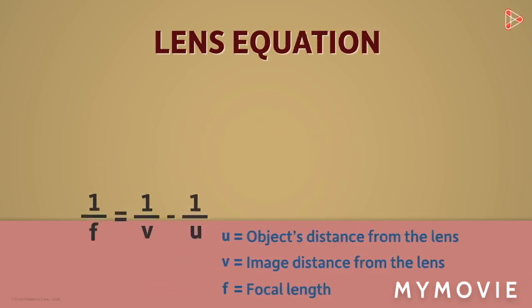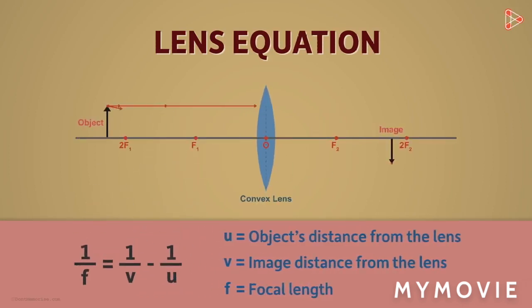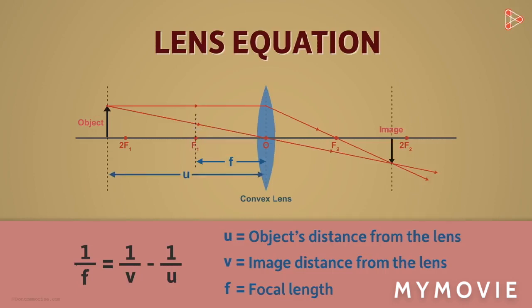To understand this, let's consider a case for a convex lens where the object is kept beyond 2F1. What will be f here? It is the distance between the optical center O and the principal focus of the lens. This distance will be equal to f. And this distance will be u and this will be v.